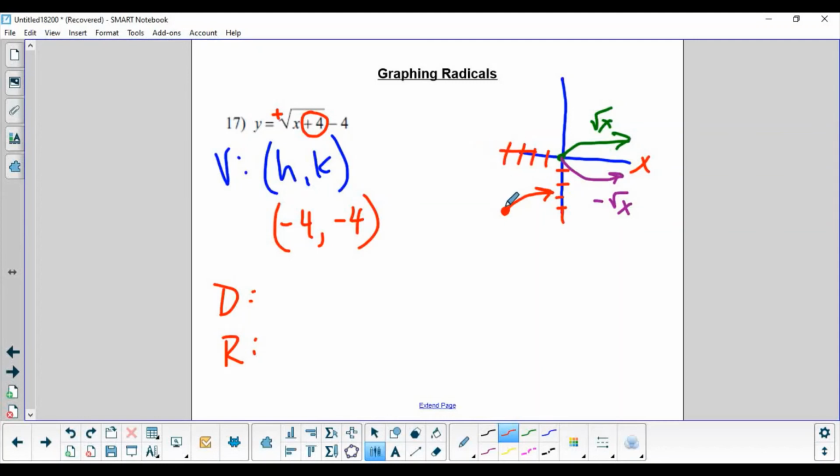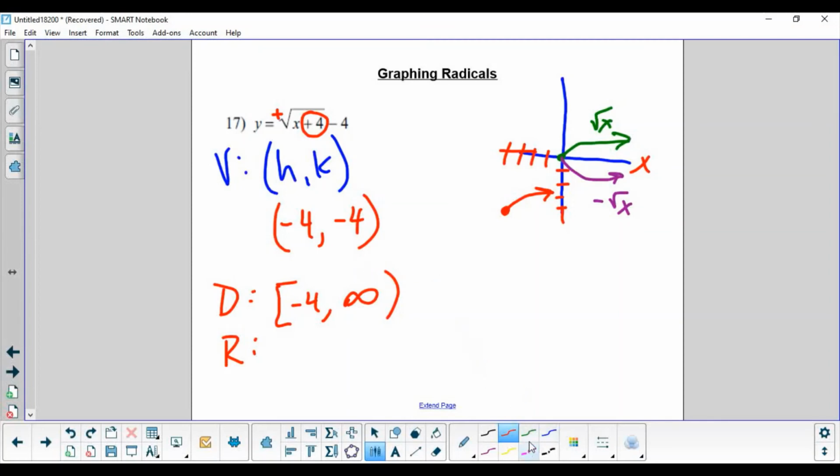We have a closed circle at negative 4, so we could notate this as negative 4. And then notice we have an arrow on this graph. It means it keeps on going to the right forever. It's never going to end. So this is negative 4 to infinity. And remember, infinity always gets a parenthesis, never gets a bracket.